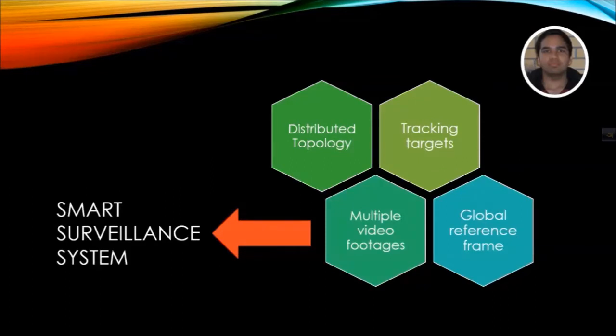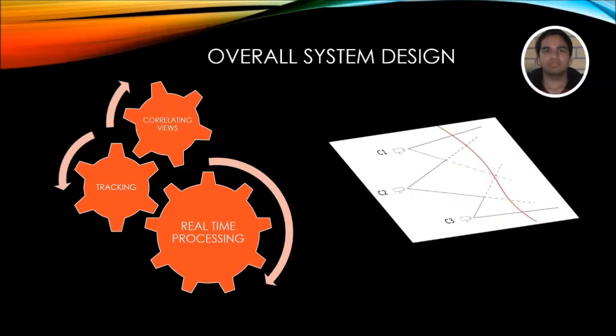In our project, each camera is treated as an individual processing node, which eliminates the need to have a local fusion center. The estimates recorded by the cameras are then shared amongst each other to arrive at a global analysis of the scene. The overall system design is constituted of three main phases: correlating views, target tracking, and real-time processing.